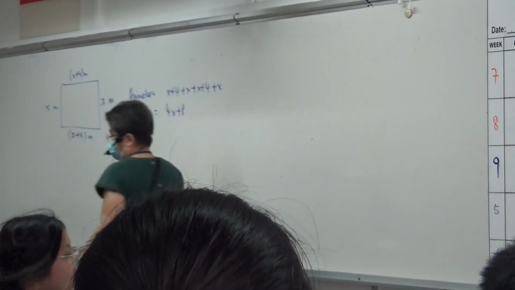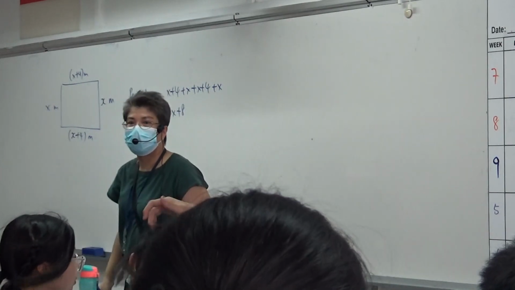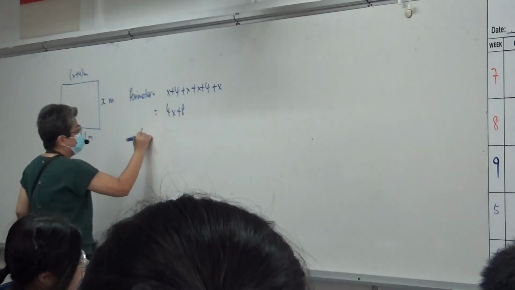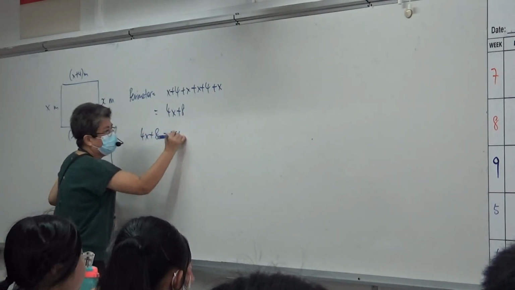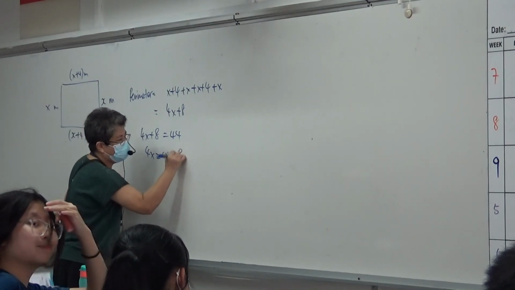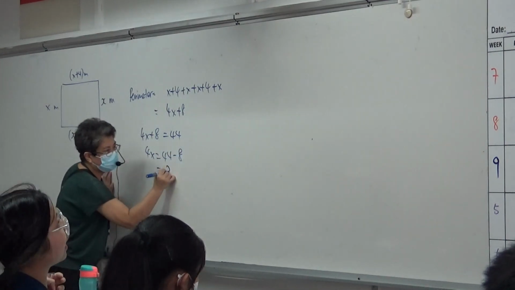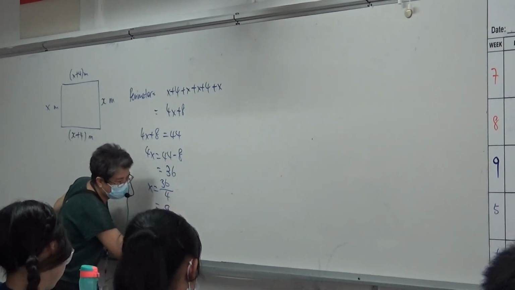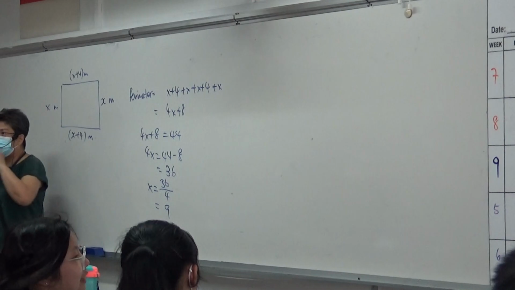4x plus 8, right? They tell you the parameter is what? 44. That means 4x plus 8 is 44, right? Okay. 4x will be 44 minus 8. This will be what? 36. So x will be 36 divided by 4. Answer 9, right? Okay, look at the question.